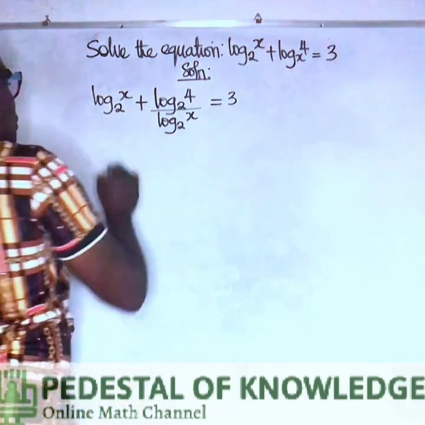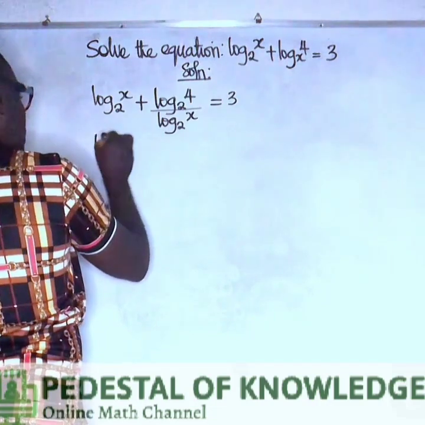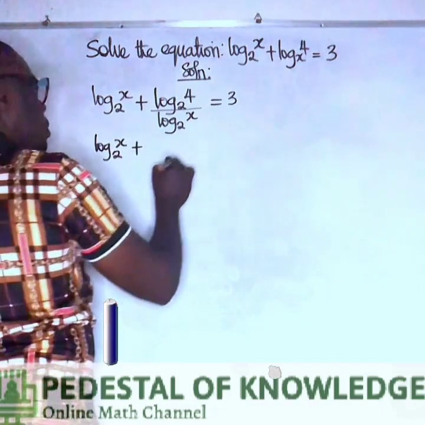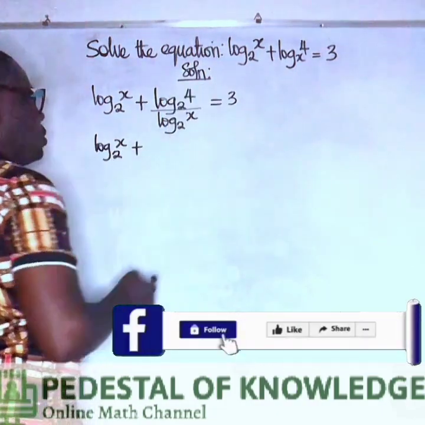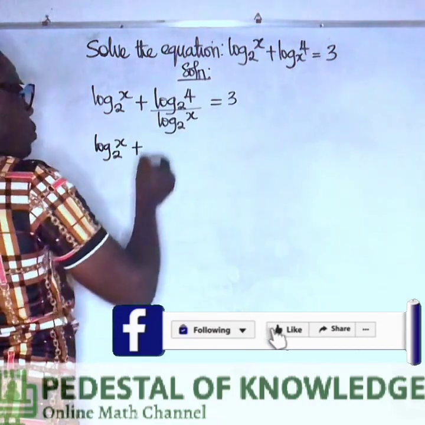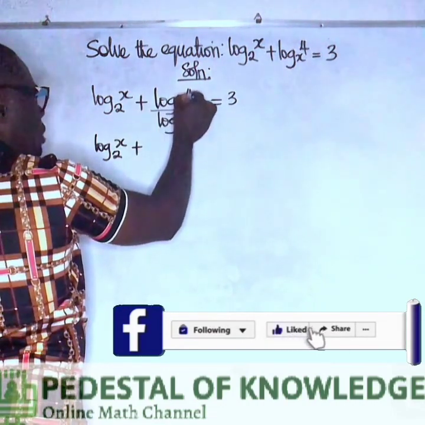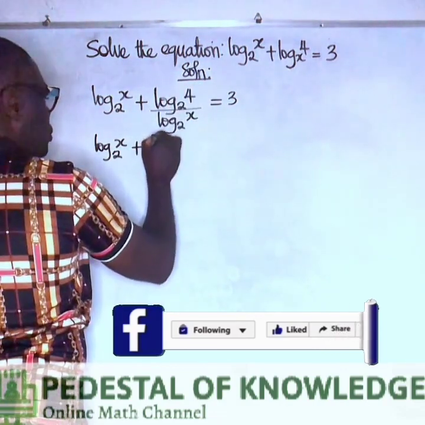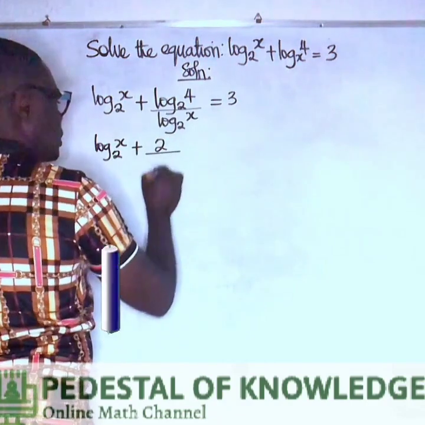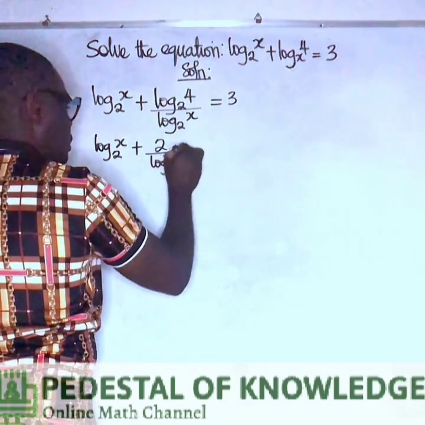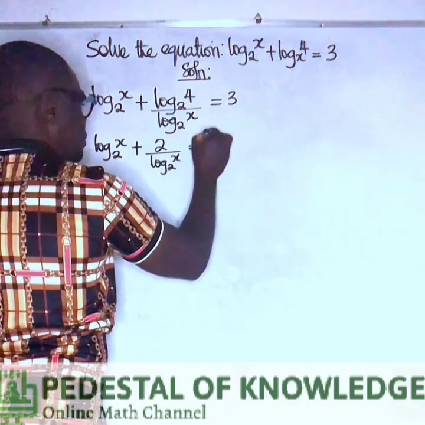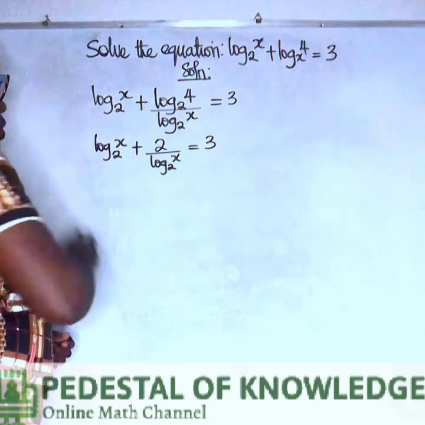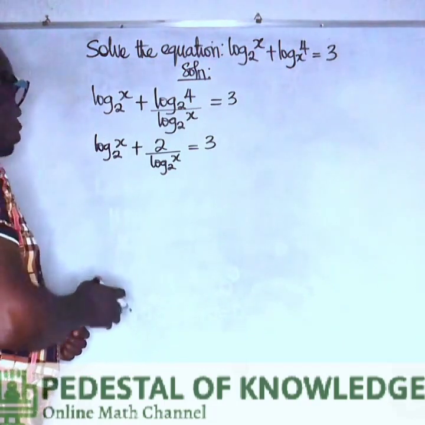Alright, now this is log x base 2 plus, now we know that log 4 base 2 is equal to 2, because that number we are going to place on top of 2 and the result is 4. That is the value of log 4 base 2, and that number is 2. So we have 2 divided by log x base 2 is equal to 3. Now we can see that on the left hand side of the equation, the logarithms have a common base.